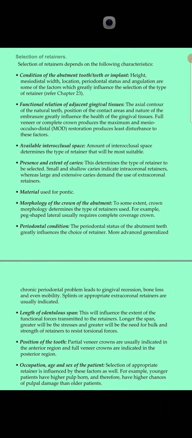Next factor is the presence and extent of caries. If there is more caries, we give extracoronal retainer. If there is less caries, we give intracoronal retainer. This determines the type of retainer to be selected. Small and shallow caries indicate intracoronal retainer, whereas large and extensive caries demand the use of extracoronal retainer.